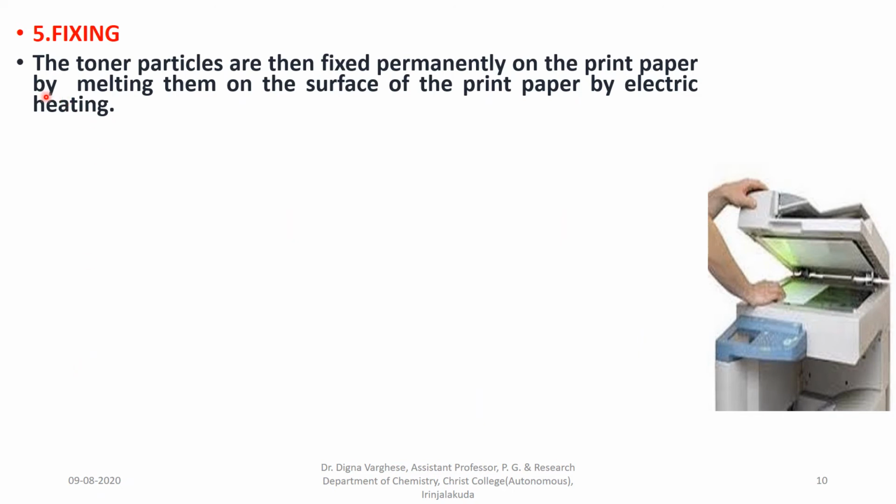That is, the toner particles are fixed permanently on the print paper by melting them on the surface of the print paper by electric heating. The toner particles, which are actually a mixture of carbon powder and iron oxide, or in the presence of some polymer beads, are melted on the surface of the print paper by electric heating. Next step is cleaning.